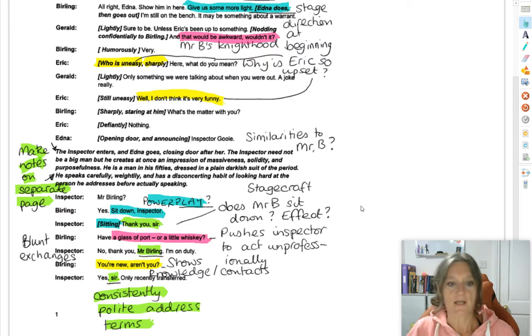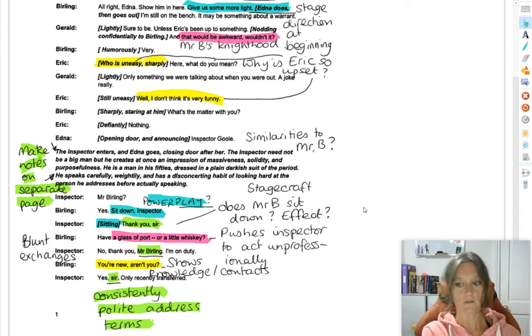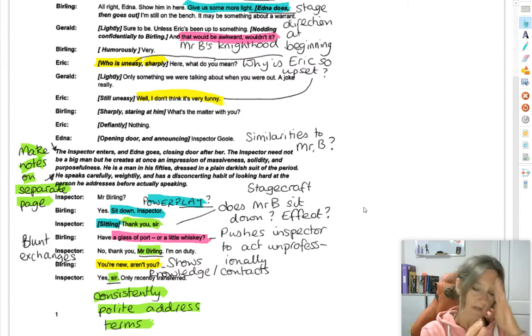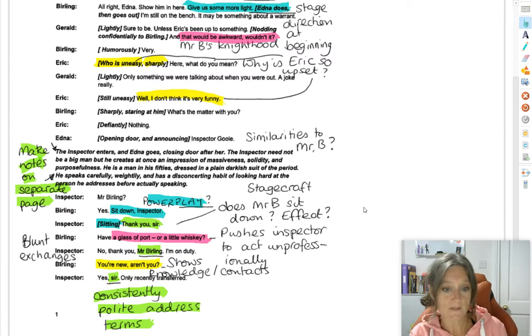Another interpretation, however, could be that Birling at this point is already seated from where he was talking to Gerald. So Birling himself is seated. And when he says to the inspector, sit down, Inspector, he's kind of bringing the inspector down to his level. And if that's the interpretation that the director of the play is going to take, that gives us a slightly different meaning as well, doesn't it? Because what Mr Birling is trying to do there is to get chummy, get pally, be all friendly with the inspector and win him over on his own terms.